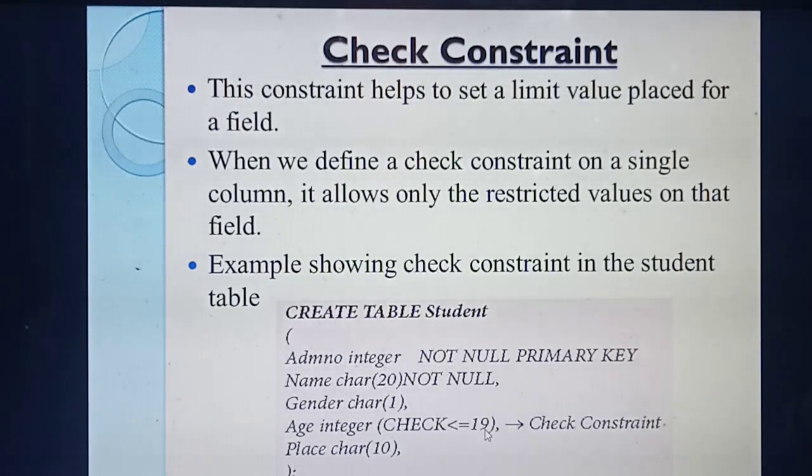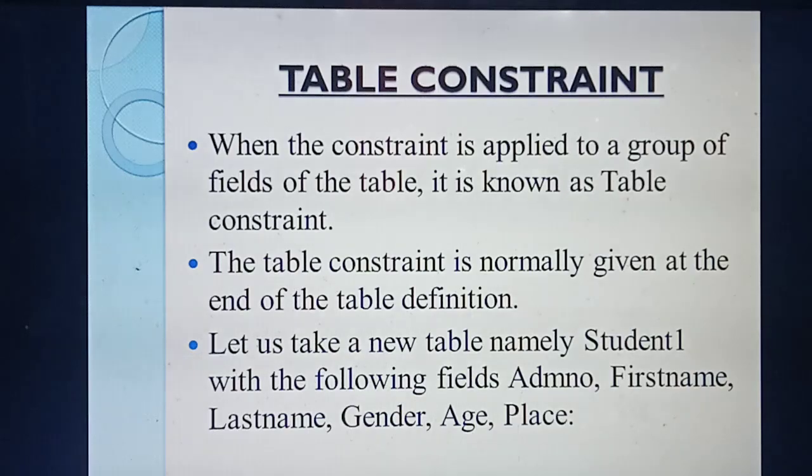That is check constraint. So you are entering, for example, 10 student details. It will check each student, whether the age is less than or equal to 19. Understand about the check constraint? Check constraint means you are giving the condition less than or equal to 19, so it will check based on the condition whether the student age is less than or equal to 19. Understand? Yes. So next is the table constraint.